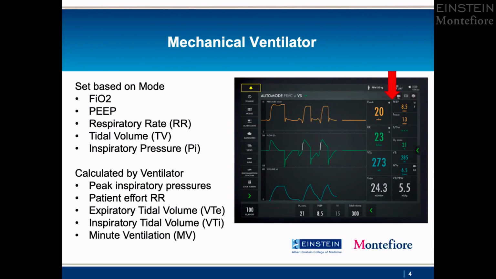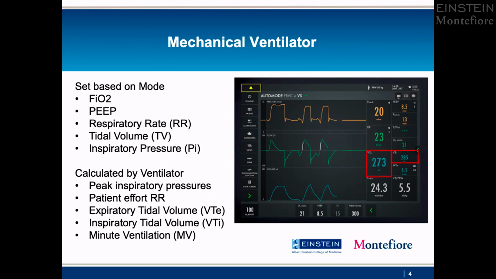The numbers here on the right are calculated by the ventilator. P-peak, or peak inspiratory pressure, is the pressure measured at the end of a breath delivery. This is the actual respiratory rate. This number includes the number of spontaneous breaths taken by the patient as well.